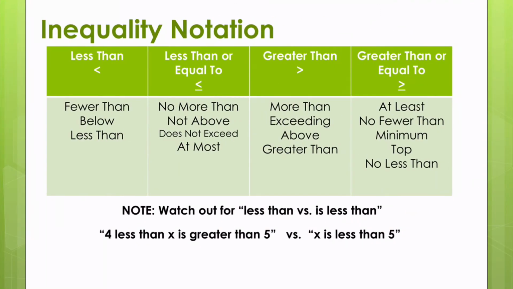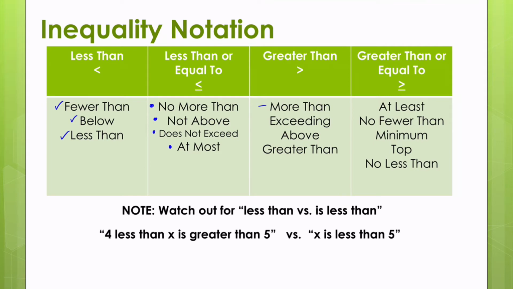Let's just look at some of the words that you're going to be seeing when we talk about translating inequalities. So for less than, I've got fewer than. We could use the word below. We could use less than. For less than or equal to, you might have them use the words no more than, not above, does not exceed, or at most. So watch for that. That's a clue that it's less than or equal to.